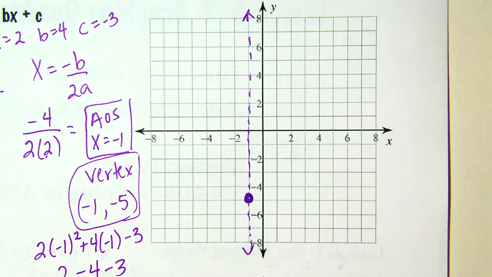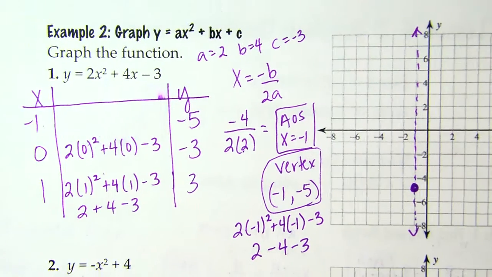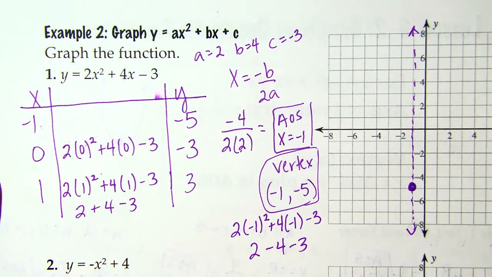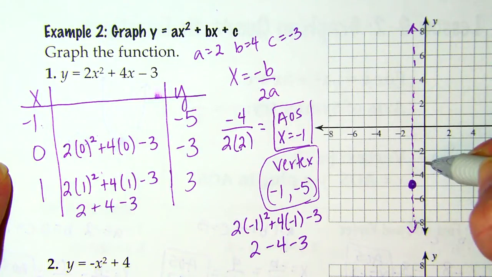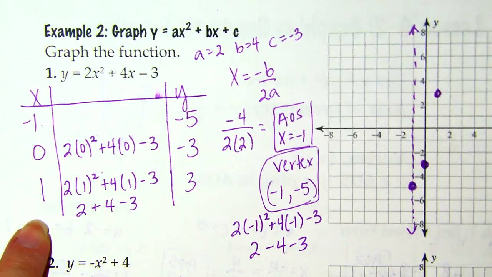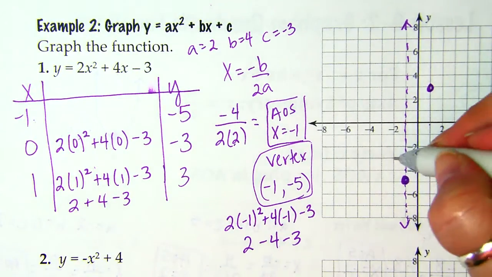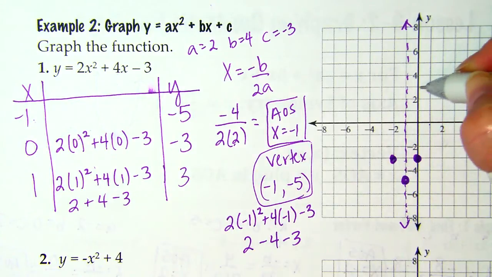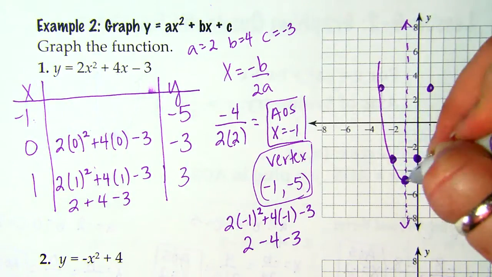So then we're going to plot these other 2 points from our table. We already plotted the vertex. 0, -3. So go over 0, down 3. And then over 1, up 3. So this is just like what we did on Friday. Reflect it. This one's 1 away, so go 1 away on that side. This one's 2 away, so go 2 away on this side. And connect your points.